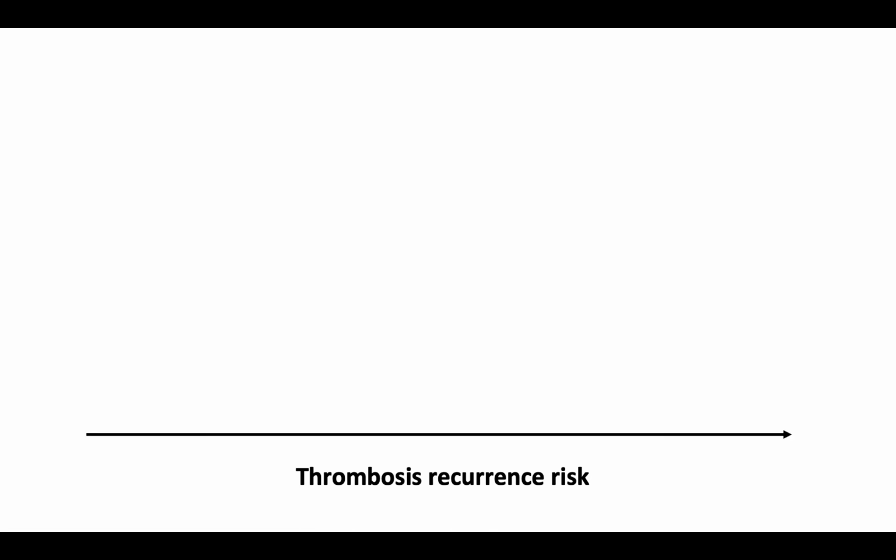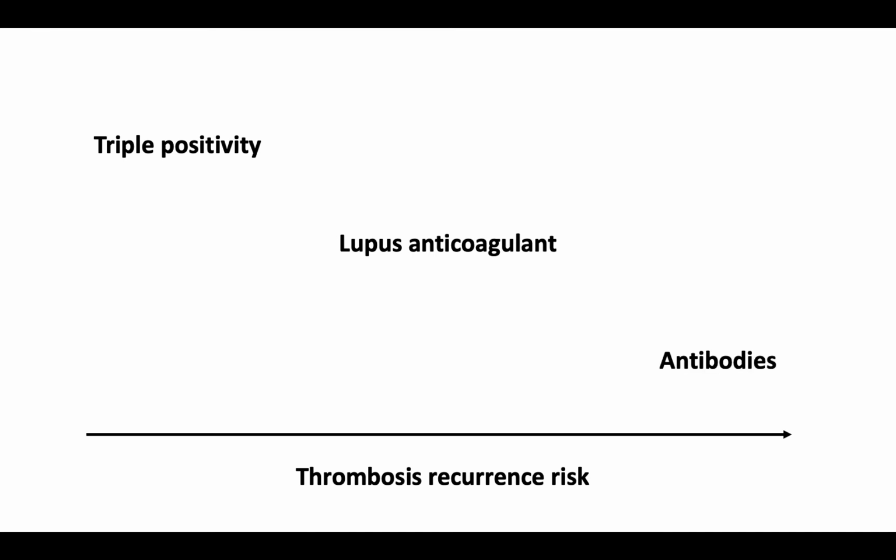Patients with antiphospholipid antibody syndrome have a high thrombosis risk. They also have a high thrombosis recurrence risk. The risk of recurrence is highest with triple positivity. Positivity of all 3 antiphospholipid antibody tests is also associated with the highest risk for thrombosis and pregnancy loss. Next is lupus anticoagulant positivity, which by itself has a stronger recurrence risk factor than the other 2 antibody tests.